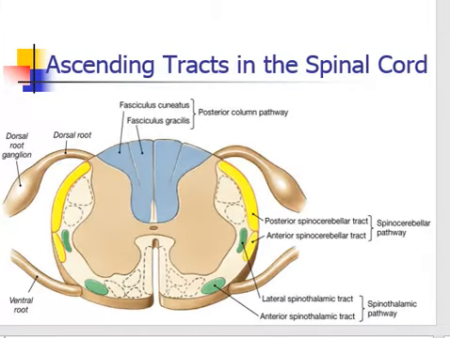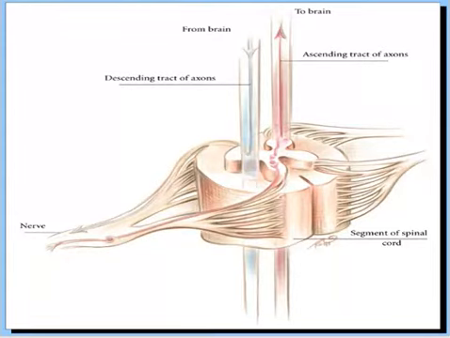Next we are going to deal with the ascending tracts of the spinal cord. Ascending tracts means they ascend towards the brain. The ascending tracts of the spinal cord carry the impulses of various sensations to the brain. Are you understood? This is the important thing. With the help of the spinal cord, impulses move towards the brain; this is called the ascending tract.